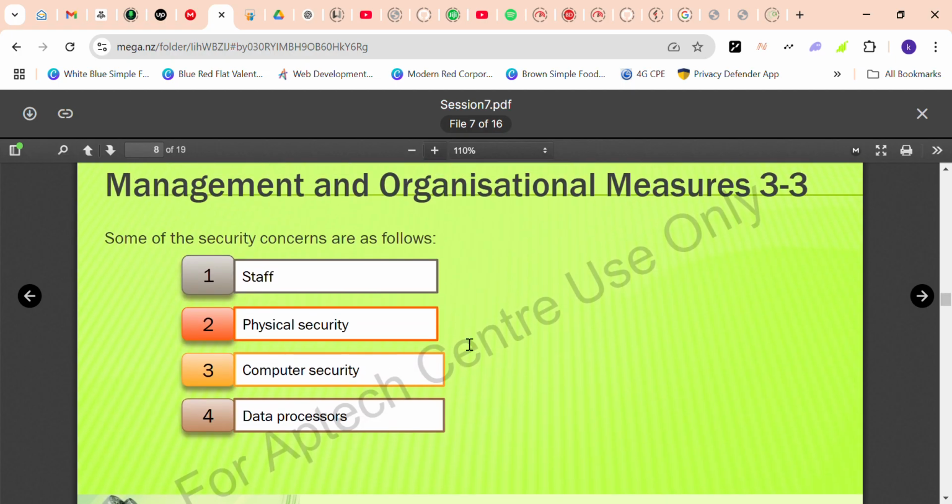Now, management and organization measure, which is theory of theories, like some of the security concerns are as follows. Number one, the staff. Number two, physical security. Number three, computer security. Number four, data processor. These are some of the security concerns, where they can launch the attack and be successful.